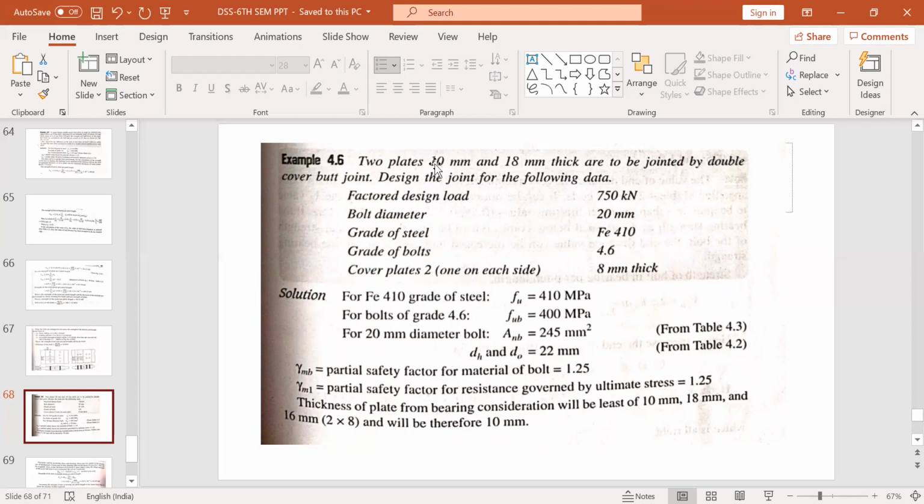Now see, thickness of the plate from bearing consideration will be least of 10 and 18. So what is the least here? 10. And 2 cover plates you are providing 8 mm thick. 8 plus 8 is 16. So what is the least between 10 and 16? It is 10. So thickness for bearing will be taken as 10 mm. Least only you have to see.